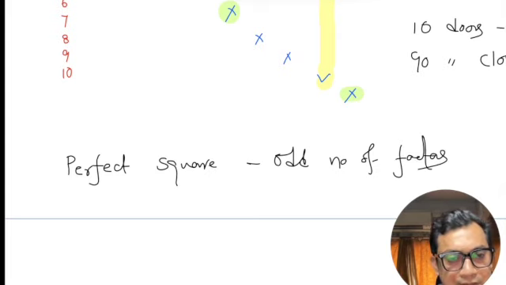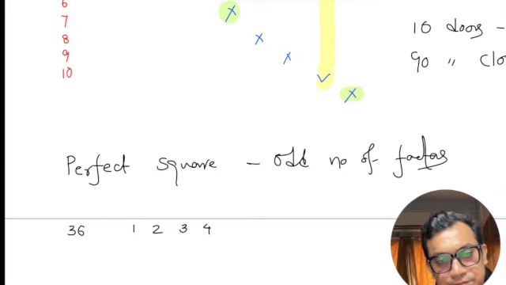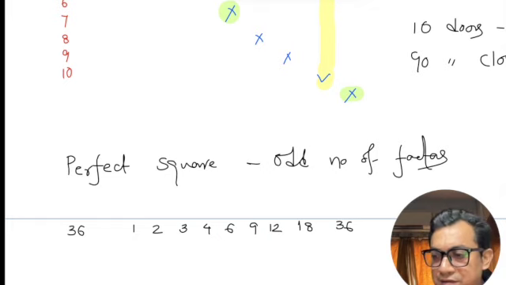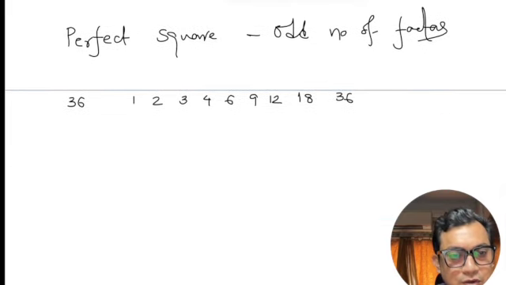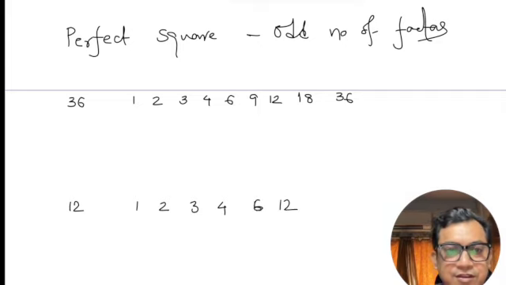Like 36. What are the factors of 36? 1, 2, 3, 4, 6, 9, 12, 18, and 36. Check how many factors? 1, 2, 3, 4, 5, 6, 7, 8, 9. Odd number of factors. If I say 12, 12 has how many factors? 1, 2, 3, 4, 5, 6. Okay, so it has 6 factors.